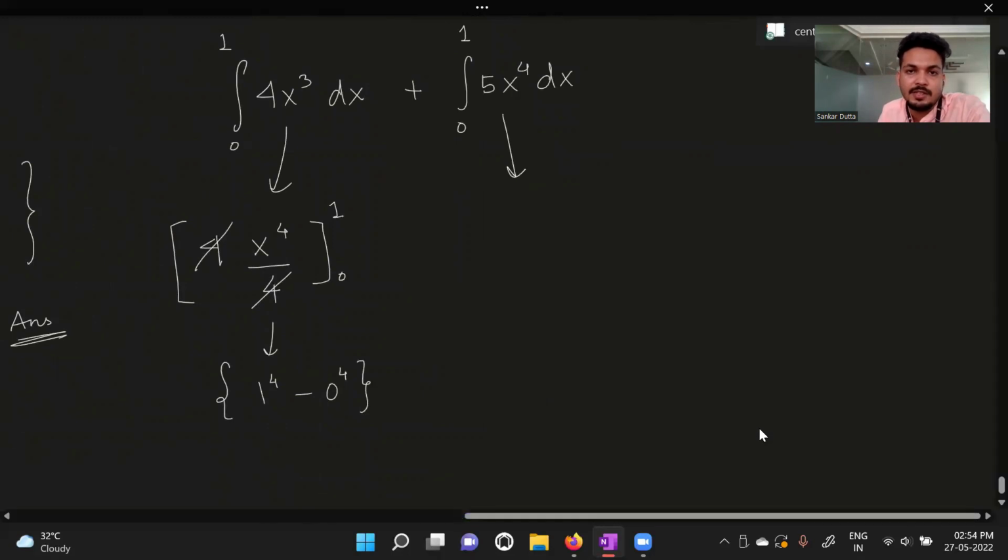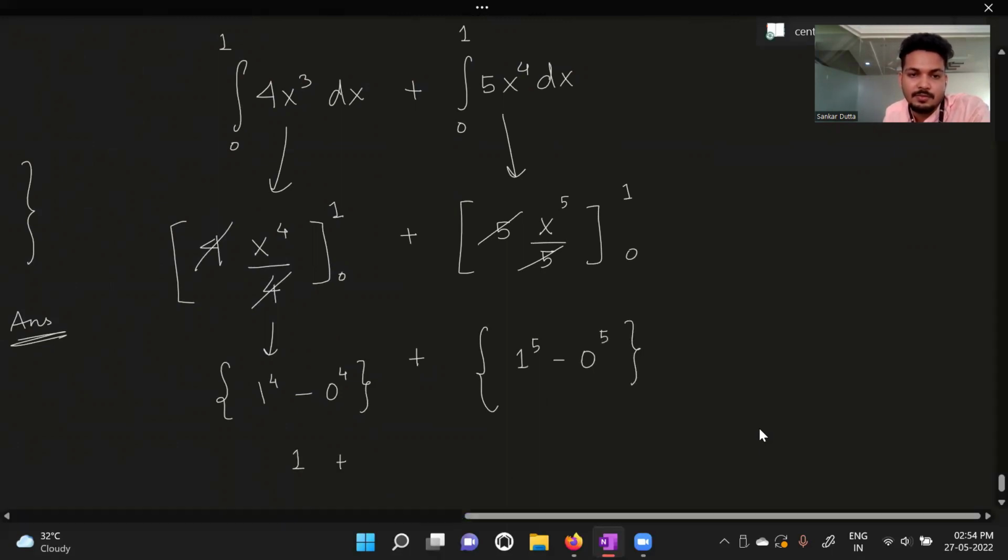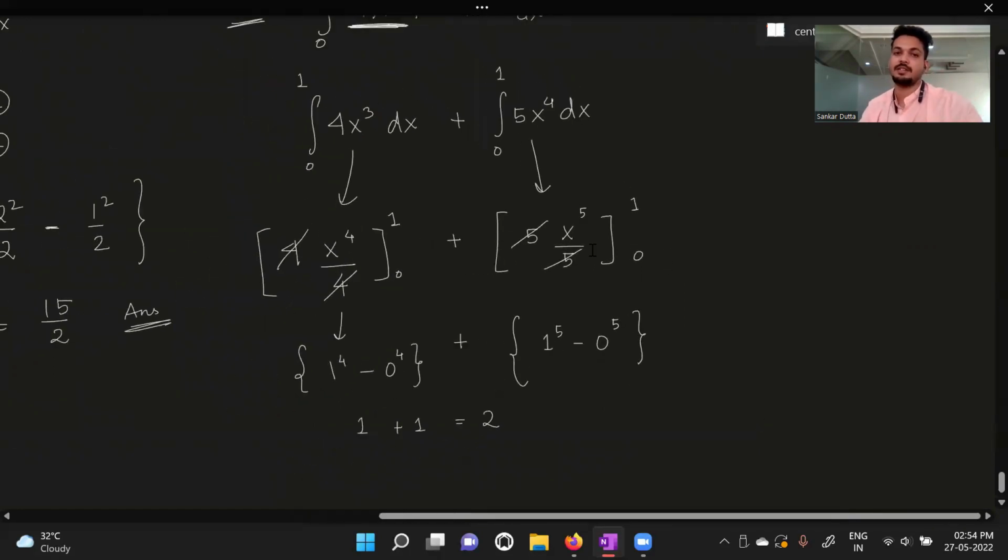And if I want to do the integration for this, this will become 5 times x raised to power 4 plus 1, that is 5, divided by 5. So 5 and 5 cancel out. And I still have to plug in what? 1 and 0. There is a plus in between. So this is plus. So 1 raised to power 5 minus 0 raised to power 5. So this becomes 1 plus 1, which is 2. So the integration for that whole thing is simply 2.